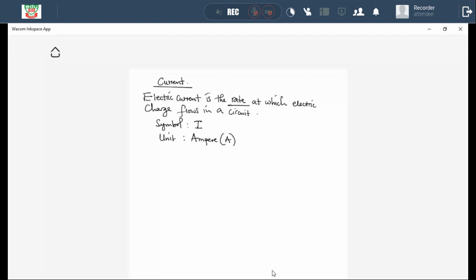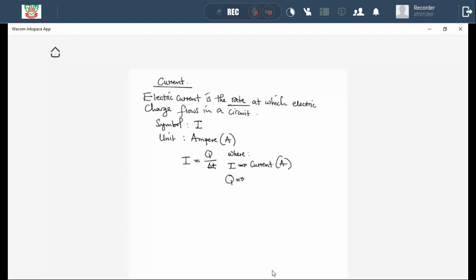Right. So from the definition itself, we can come up with a formula for calculating current, right? If we say current is the rate at which charge flows in a second, it means current is equal to charge over time because the rate means over time, right? So the formula is current is equal to charge over delta T, which is our time. So we need to label our formula where I represents the current that we are looking at, and it is measured in ampere, right?